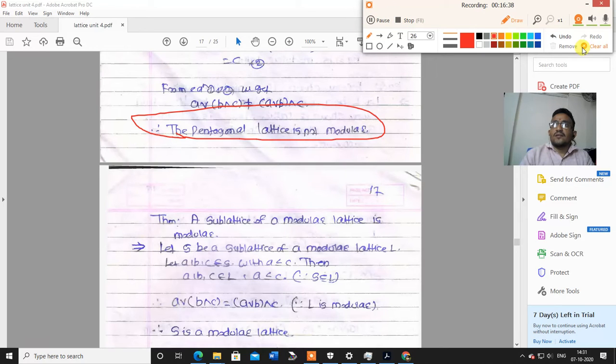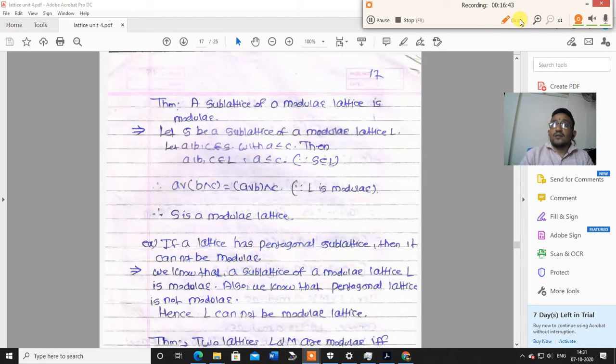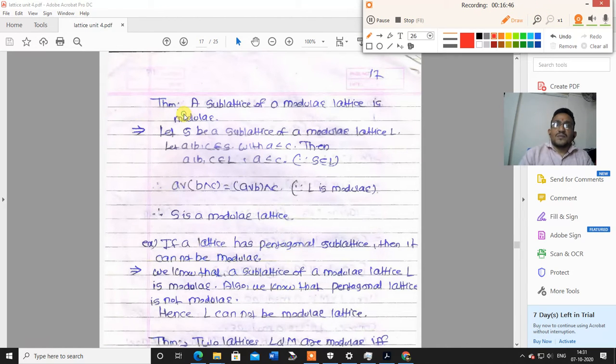Okay, you have to show that a sublattice of a modular lattice is a modular lattice. That is, if a modular lattice is given and you take a sublattice, it is also a modular lattice. So let S be a sublattice of a modular lattice, where A, B, C are elements of S with A related to C. What is S? S is a subset of lattice L. So you can say that A, B, C are also elements of L with the relation A related to C.